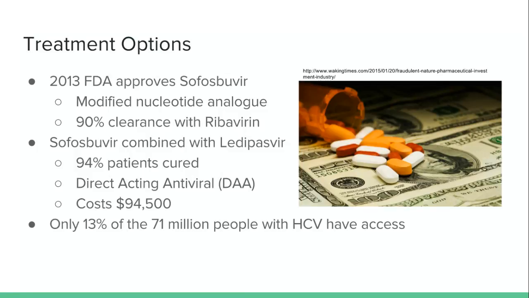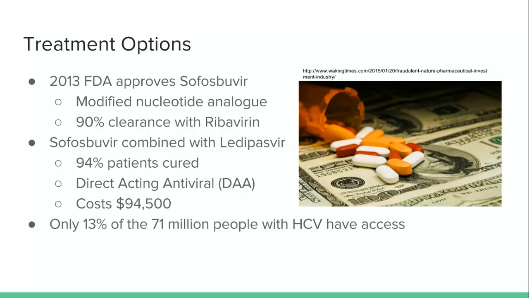be absorbed in the GI tract and made it all the way up to the liver without being deactivated. So they had to do some fancy organic chemistry to make this work. But upon trials, they found that 90% of patients that were treated with sofosbuvir and ribavirin had complete viral clearance. They then combined it with another direct-acting antiviral drug, ledipasvir, and they found that 94% of these patients were completely cured.